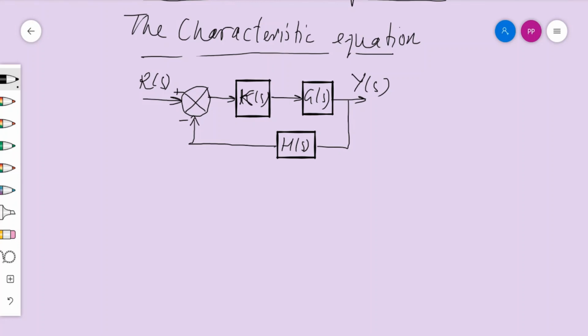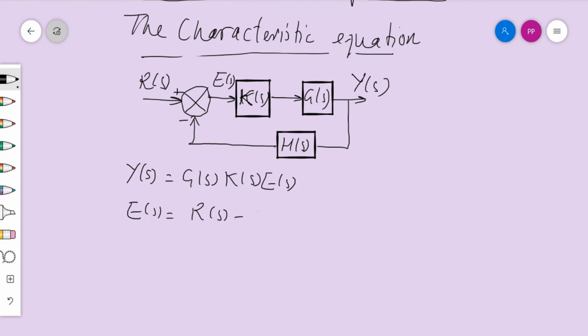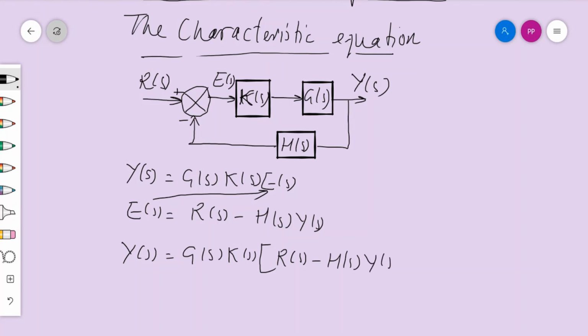So from this I can write the equation Y(s) equals G(s) K(s) multiplied by the error signal. The error signal E(s) is obtained as the difference between the reference input and the feedback signal, which is H(s) Y(s). So if we place the value of E(s) over here, we can say that Y(s) equals G(s) K(s) multiplied by R(s) minus H(s) Y(s). So this means that you have Y(s) equal to G(s) K(s) R(s) minus G(s) K(s) H(s) Y(s).